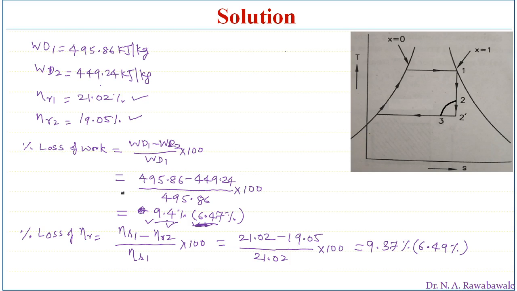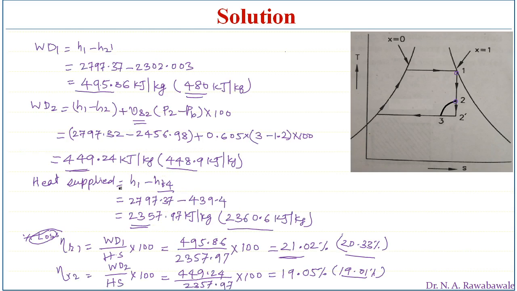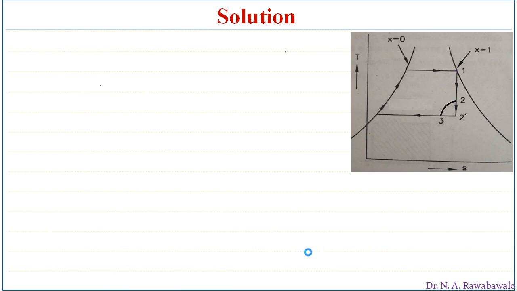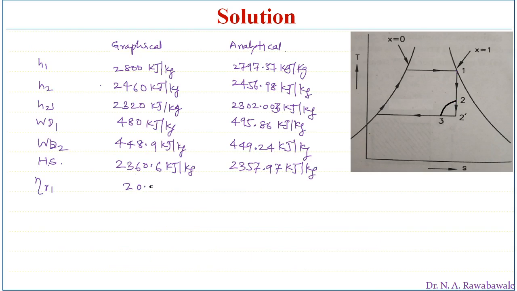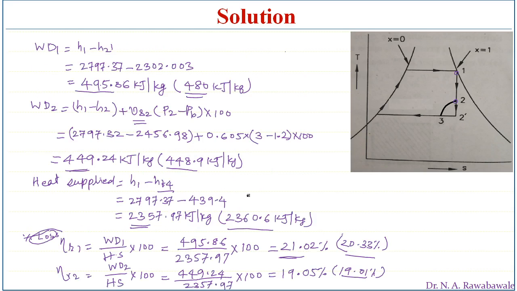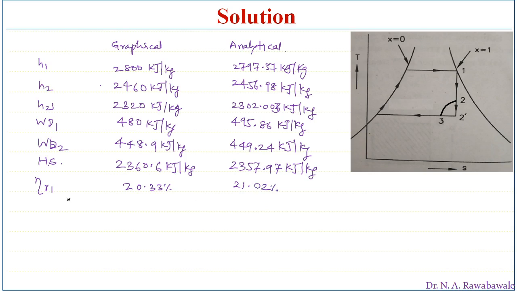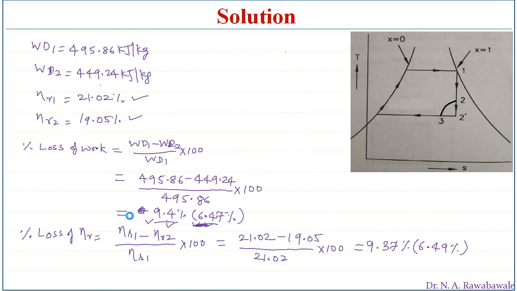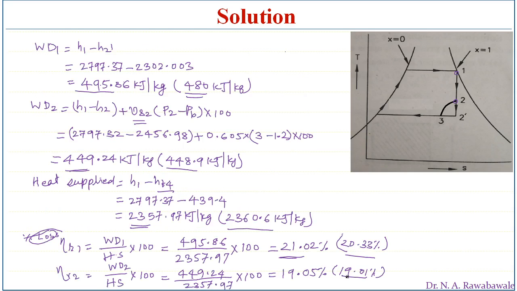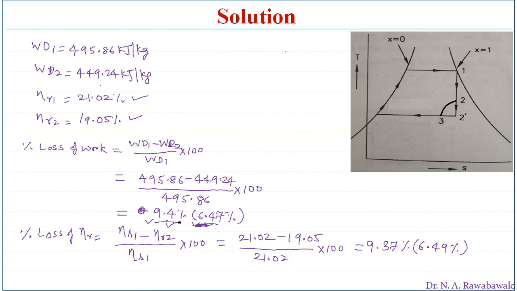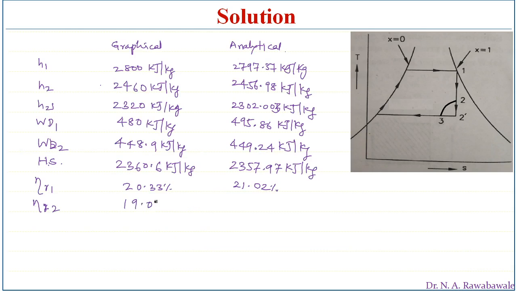Then we obtained Rankine efficiency. Rankine efficiency 1 was 20.33 by the graphical method and 21.02 analytically. Then Rankine efficiency 2 was 19.01 by the graphical method and 19.05 analytically.